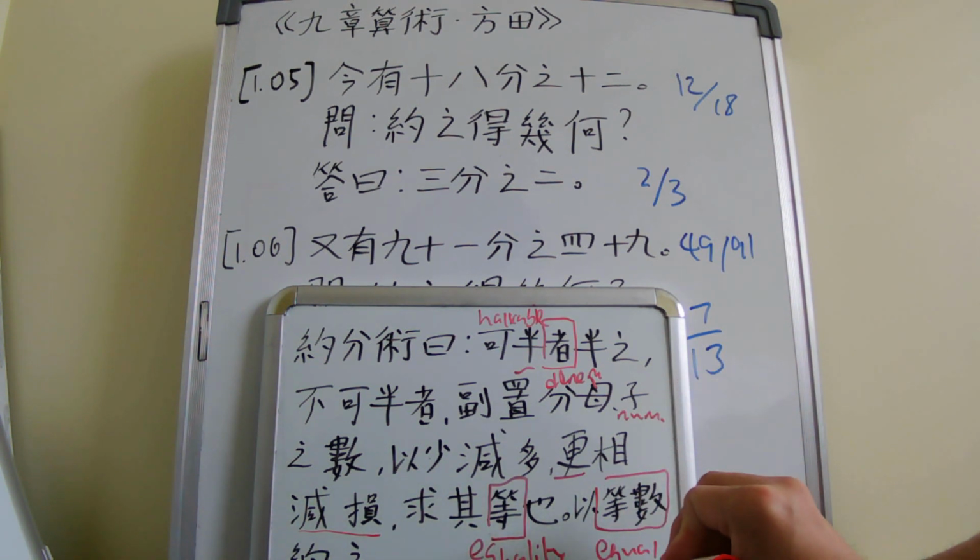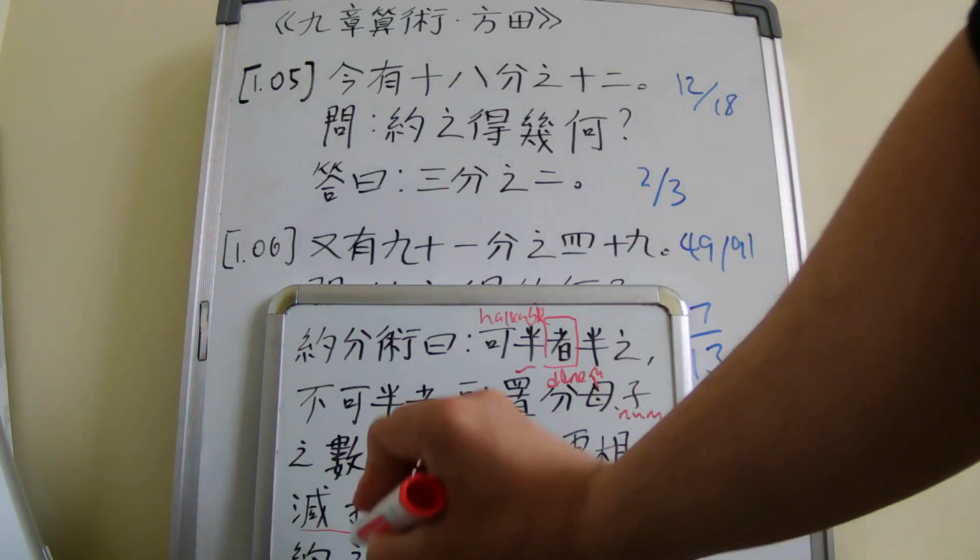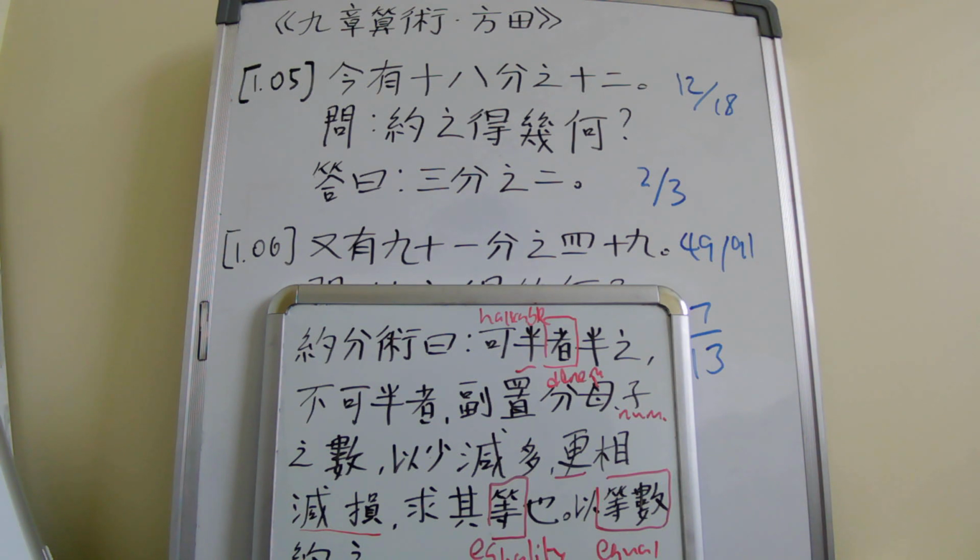I'll later explain what that means in modern math. Now use that equal number you acquired earlier to reduce the fraction. 约之, that means this as a verb, to reduce.